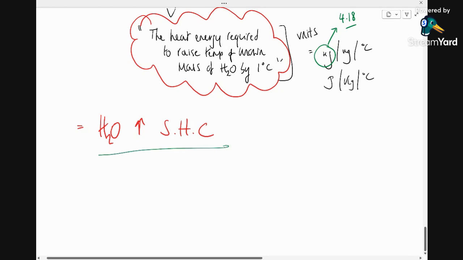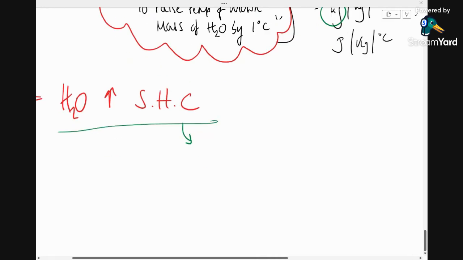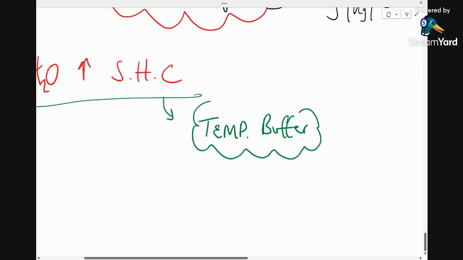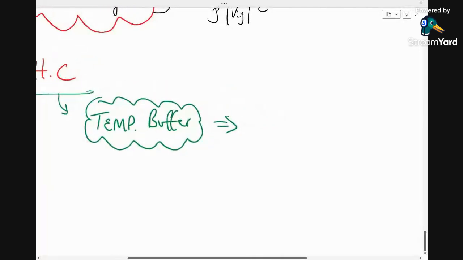But don't stop there. Why is it important? So we've said why it's true and what it is. It is important because water acts as a temperature buffer. It resists change. It takes a lot of energy to change the temperature of water, to raise it by a degree Celsius. Therefore, it's important for survival of organisms.